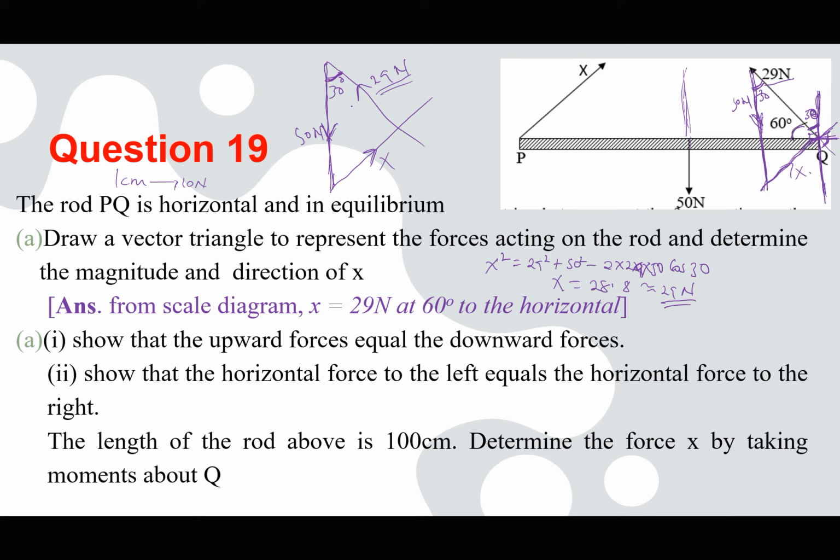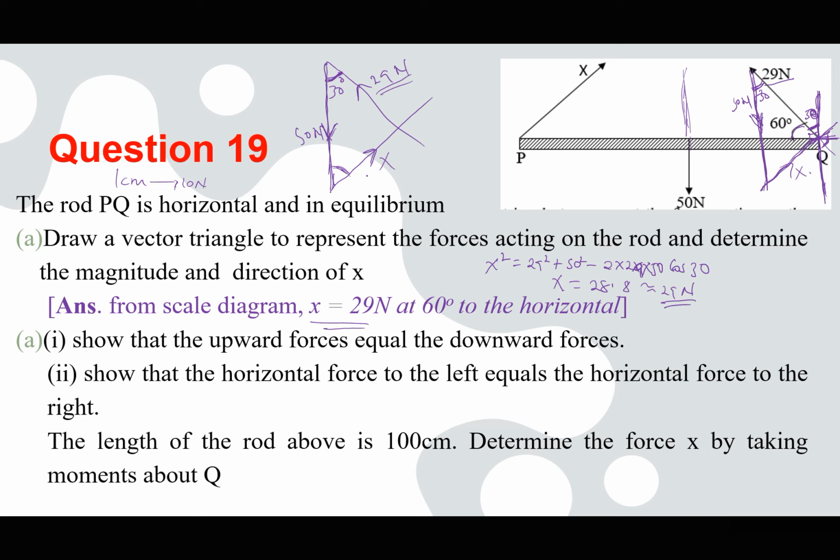You can draw this triangle to scale, and I think you will get almost the same answer. Then determine the magnitude and direction of x. Of course, direction, we can state it in terms of the angle. Either the angle it makes with the vertical, it could be this angle here, it could be that angle here.